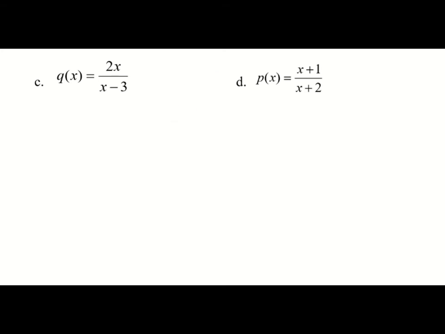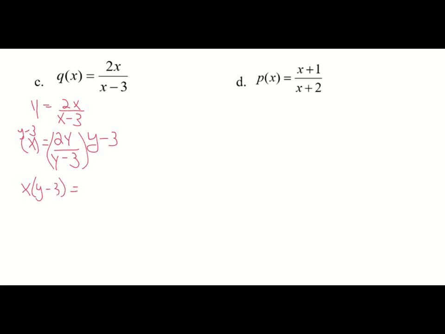We're going to start off and make it y equals 2x divided by x minus 3. And now we're going to turn it into x equals 2y over y minus 3. And to solve for y, the first thing I want to do is get rid of my fraction. So I'm going to multiply both sides by y minus 3. So we'll have x times y minus 3 is equal to, and they will cancel out on the right-hand side, 2y.